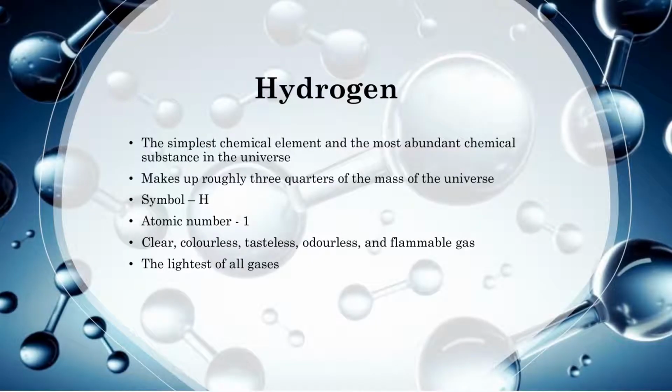Hydrogen is a chemical element with a symbol H and atomic number 1. It is the simplest chemical element and the most abundant chemical substance in the universe. It makes up roughly 3/4 of the mass of the universe. It can be found in water and in all organic matter. Hydrogen gas is clear, colorless, tasteless, odorless, and flammable. It is the lightest of all gases.